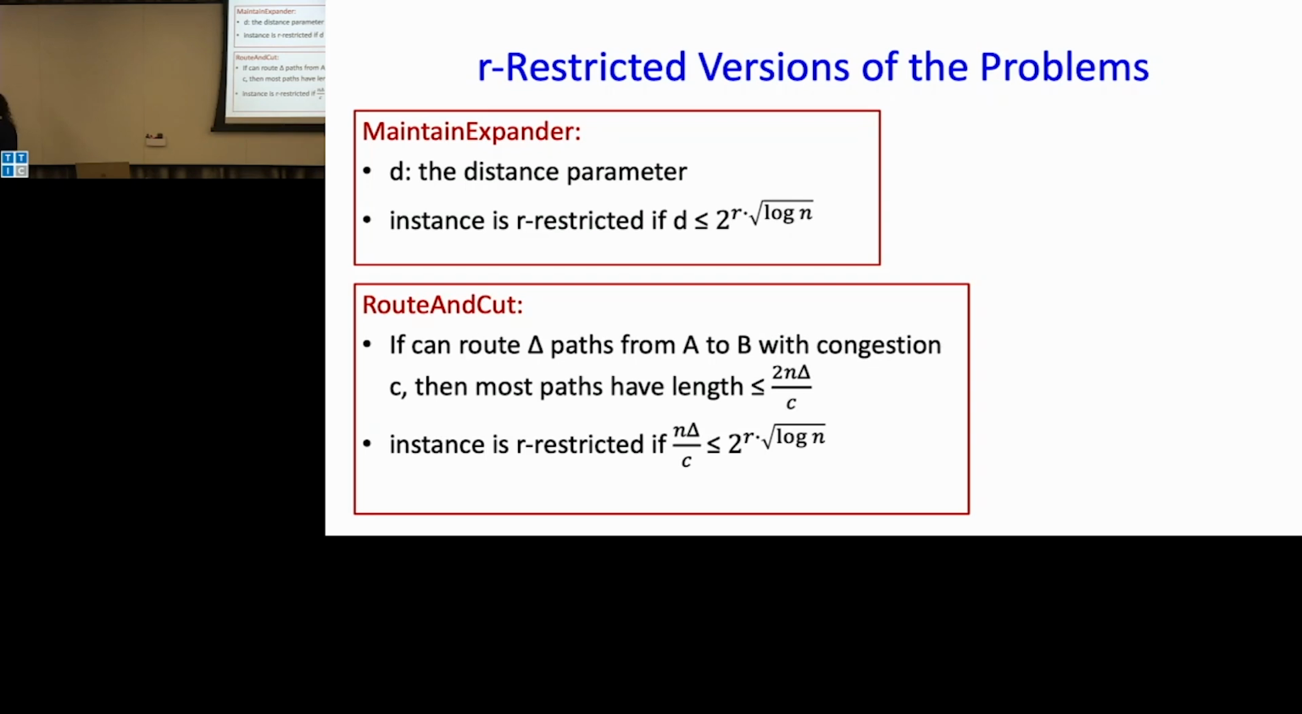If we look at the route and cut problem, if we manage to route delta paths from A to B with congestion at most c, then it's easy to see that most of these paths cannot be too long. The length is going to be something like n delta over c. So I think of this n delta over c as my distance parameter, and I'm going to say that this instance is R-restricted if this distance parameter is bounded by, again, the same growing function of r.